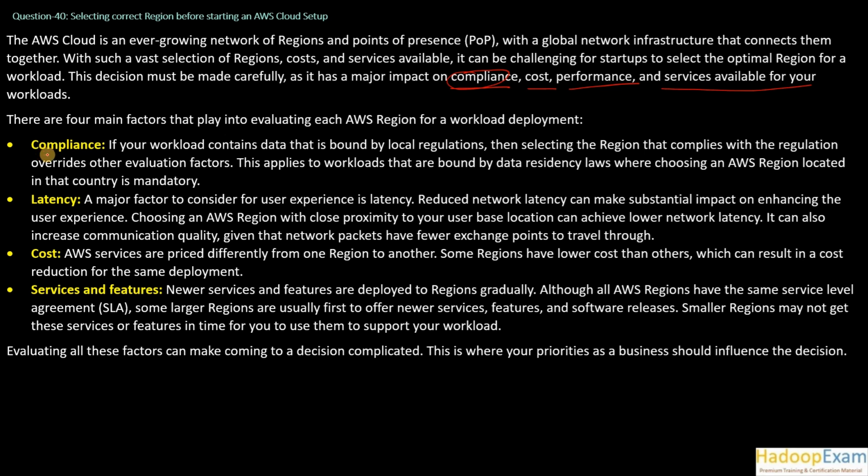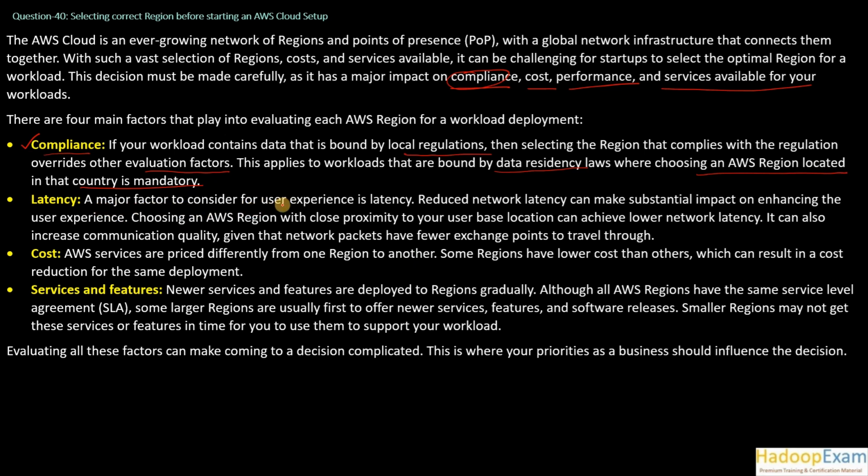Compliance, I have already discussed. If your workload contains data that is bound to a local regulation, then selecting a region that complies with the regulations overrides other evaluation factors. That is the first thing you need to consider. If the regulation does not support it, then choosing the wrong region is not a good choice at all. This applies to workloads that are bound by data residency laws, where choosing an AWS region located in the country is mandatory.